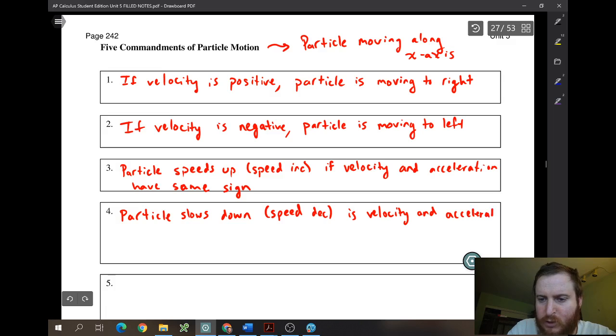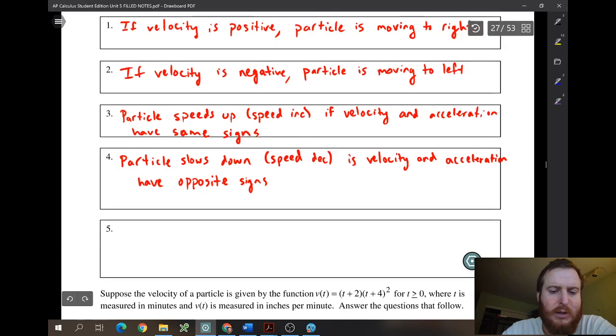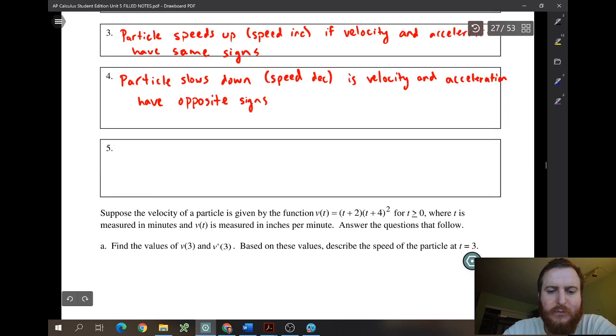And if we think about rules 3 and 4, this is a question that is common on the AP free response. They'll ask you, is the speed increasing or decreasing? Or they might say, is the particle speeding up or slowing down? So if you just think about being in a car, right?